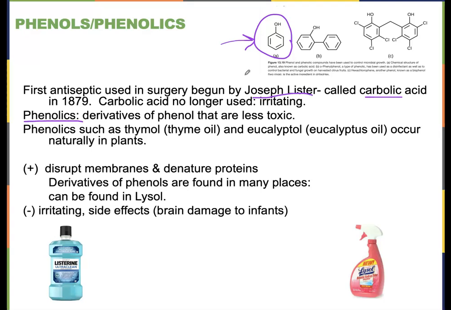And interestingly, phenolics are naturally produced organic molecules. Thyme oil is a phenolic. Eucalyptus oil is also one. So they are natural antiseptics or antimicrobial oils that you can use, and a lot of people use them for that. How these work is they disrupt membranes and denature proteins, and derivatives of this can be found in Lysol. The downside of these is that you can't use them on infants. They actually cause brain damage to infants. They can be irritating and they can have lots of side effects.